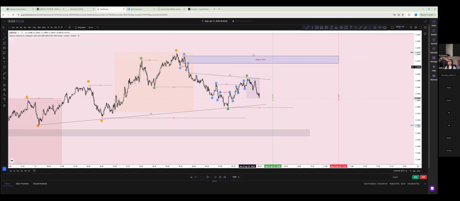You have an unmitigated supply here. And price has changed character, broke structure to come back up here after it's already changed character and broke a 5-minute zone. This break of this 5-minute zone has more significance than this break and change of character of this 1-minute zone. So we can expect price to mitigate here if it decides to come here to sell down.